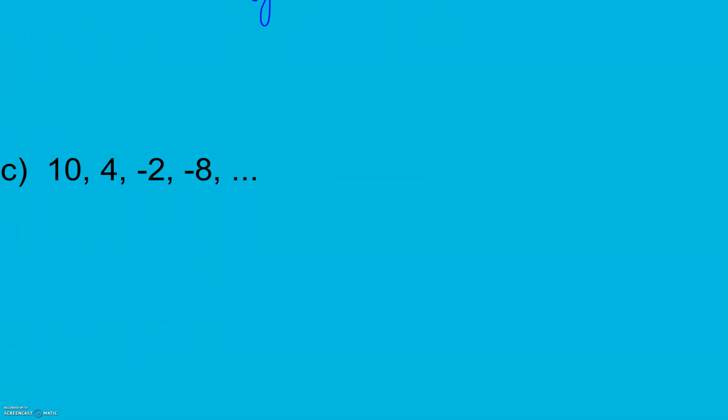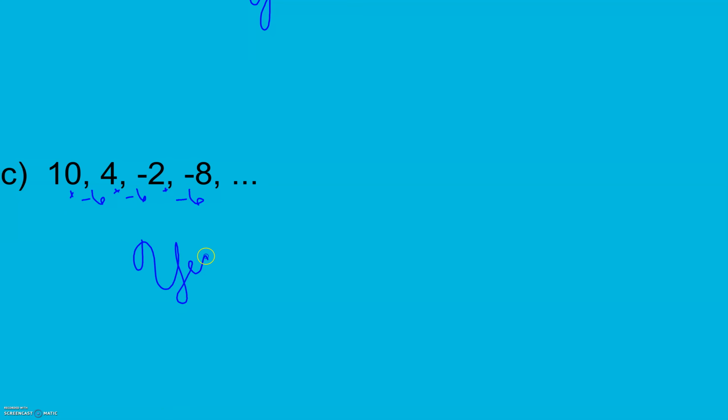If we check C here, to go from 10 to 4, I'm subtracting 6, which is like adding a negative 6. 4 to negative 2, again, we subtracted 6, or added a negative 6. Negative 2 to negative 8, we're getting smaller again, so we're subtracting, and it's 6 again. So here, we are changing by the same thing every time. That change is constant. So yes, it's an arithmetic sequence. D is going to be negative 6.